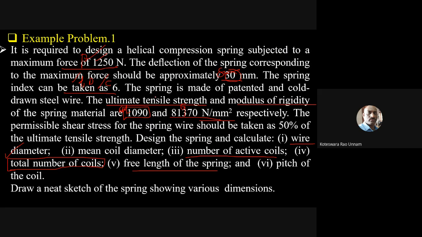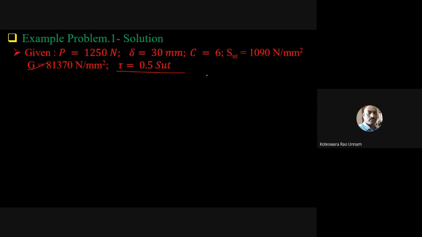See, you can see that the permissible shear stress for the spring wire should be taken as 50% of ultimate tensile strength. That means the allowable shear stress tau in the spring is equal to 50%, which is nothing but 0.5 times SUT. So that's what I have written here in the data.